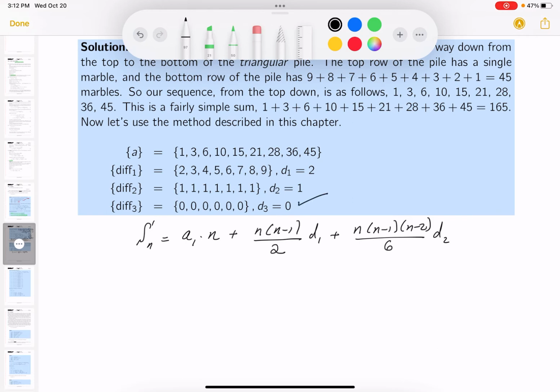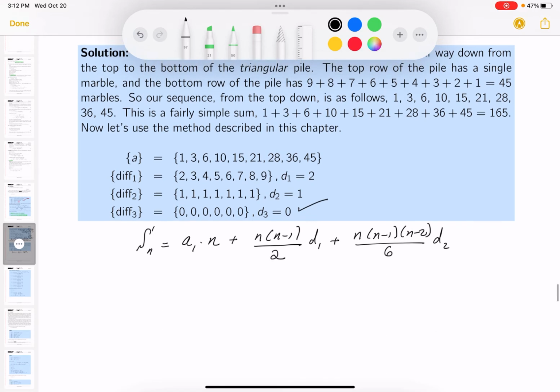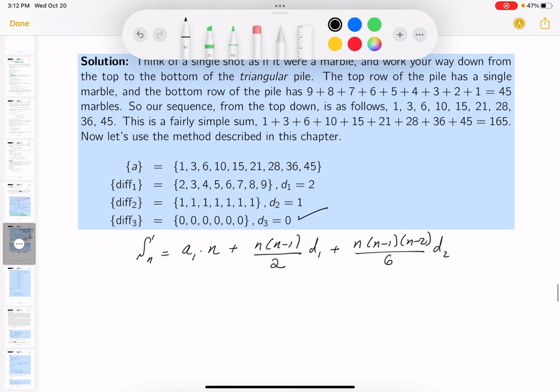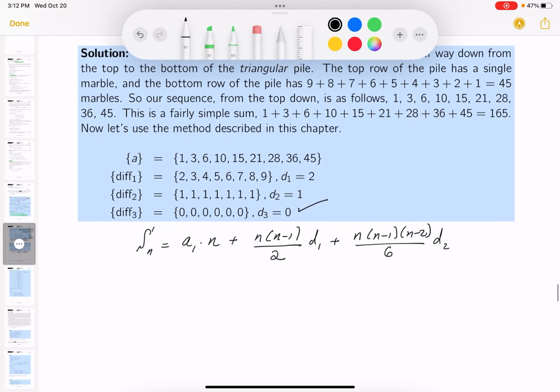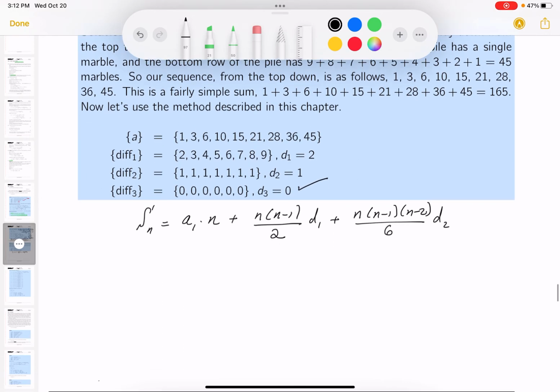Everything that follows after that will be a 0. Now, someone's going to say, if you did this thing, what's the n going to be? Well, I got to think about that. We already went through the problem. What am I going to do over here? Well, I know the A1. That's 1.